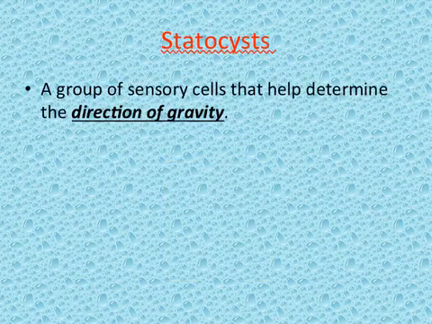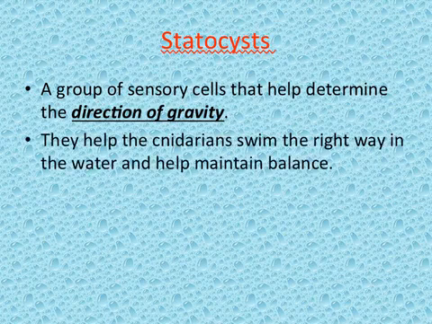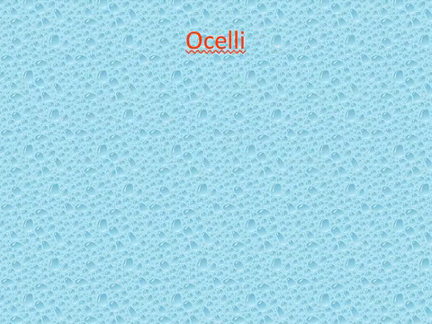Statocysts. These are a group of cells that help determine the direction of gravity. And this is particularly helpful in jellyfish who are swimming. They can tell which way is up and which way is down thanks to the statocysts. It also helps them maintain balance.